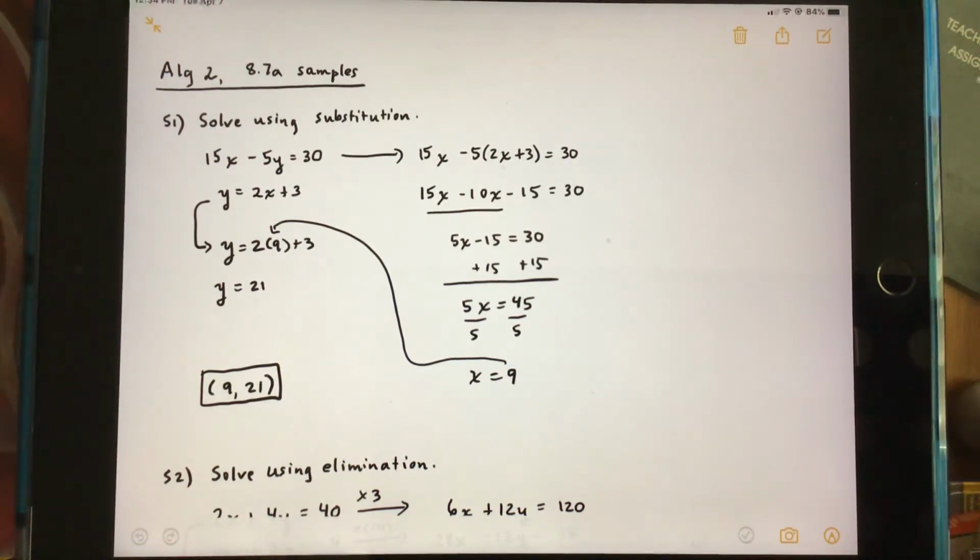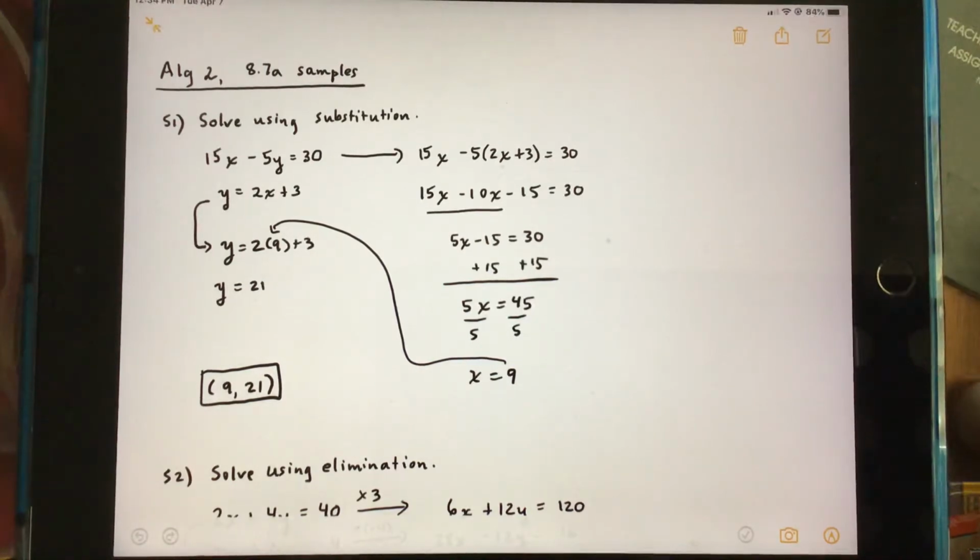Hello, Algebra 2. We're going to take a look at 8.7a samples in preparation for the 8.7a quiz, where we are practicing with solving linear systems in preparation for solving quadratic systems. So we're going to practice the two different methods that we reviewed for solving linear systems.